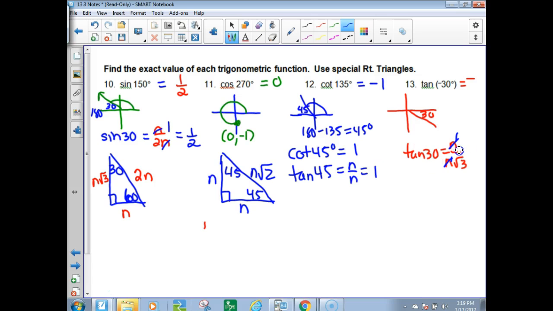I'm going to have to rationalize it. My pen is doing crazy things. There we go. We decided it has to be negative. Now we need to rationalize it, so we multiply top and bottom by the square root of 3. It's going to be negative square root of 3 over 3.